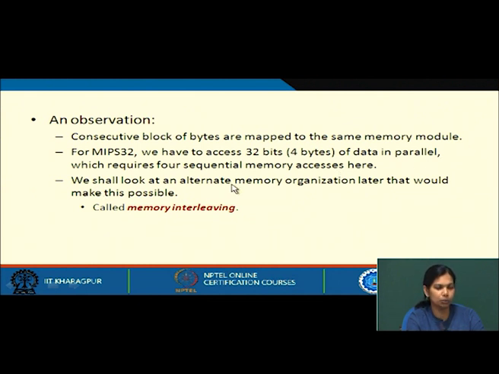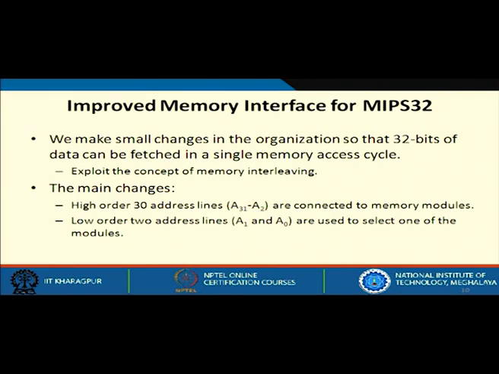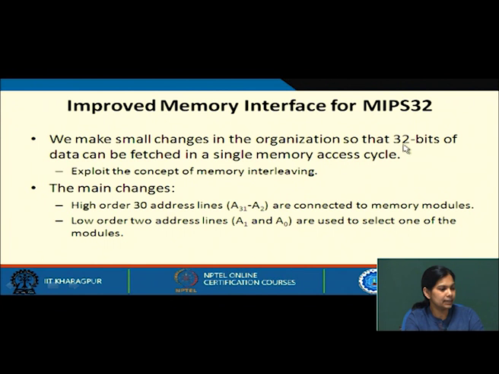Now, we shall look into an alternative memory organization, to see if there is a way that all the modules can be selected once and then the data can be transferred. This is called memory interleaving. So, improved memory interfaces for MIPS 32. We make a very small change here. What is that small change? We organize these 32 bits of data so that they can be fetched in a single memory access. We exploit this concept of memory interleaving.